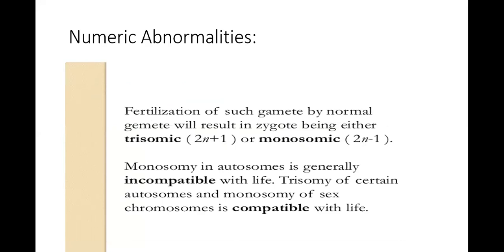So when this kind of gamete does fertilization, it results in a zygote which has either one extra chromosome, which is known as trisomic, or 2n plus 1, or monosomic, 2n minus 1. Monosomy of autosomes is generally incompatible with life. Trisomy of certain autosomes and monosomy of sex chromosomes is compatible with life. So monosomy present in autosomes is not going to be compatible with life.